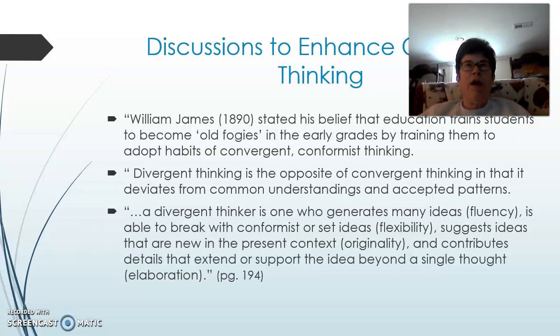We too often want our kids to think the same way we do. Especially as parents, we want our children to think the same way we do. No, we need to train them to think for themselves. We need to suggest ideas that are new in the present context. Let them be original. Just think where we would be if our world had no scientists who had original thinking. And we need to let them contribute details that extend or support the idea beyond a single thought. In other words, we must be accepting in our classrooms of thought.